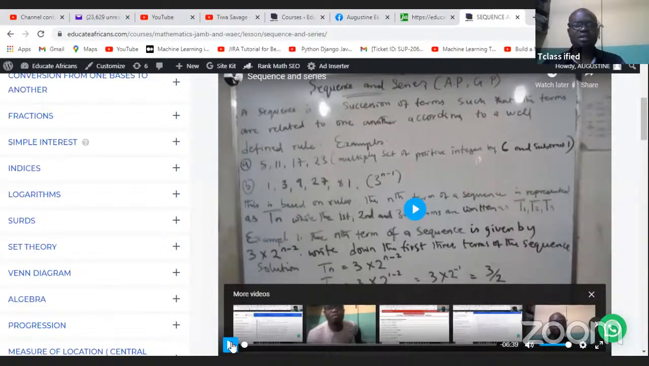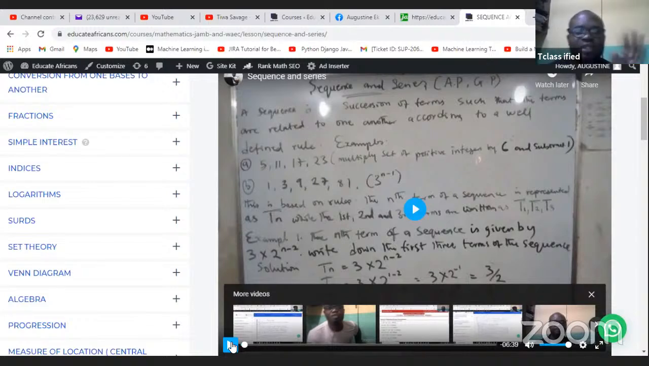Okay, so let's understand what sequence and series are. Please, if you can see the write-up on the board, we have that a sequence is a succession of terms such that the terms are related to one another according to a well-defined rule. So whenever you have terms, you have term 1, term 2, term 3, but these terms are related to one another according to a defined rule. We call such an arrangement of numbers a sequence.